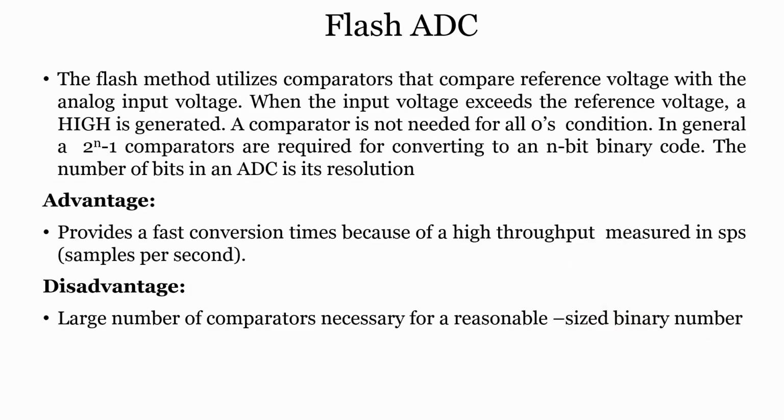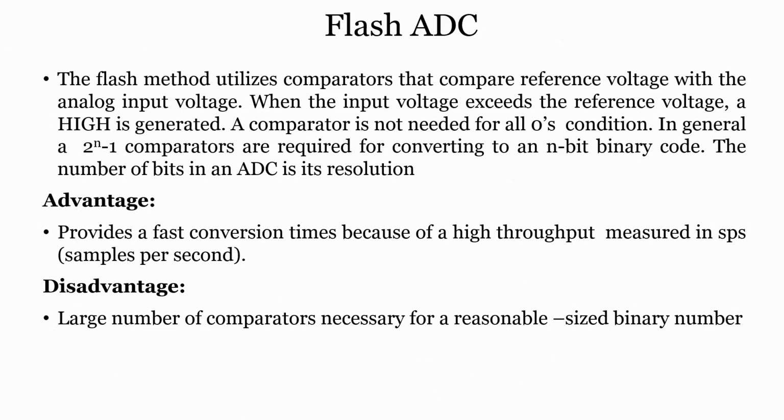So, let us see flash ADCs. The flash method utilizes comparators that compare reference voltages with the analog input voltage. When the input voltage exceeds the reference voltage, a high is generated. A comparator is not needed for the all zeros condition. We will see in the next slide how the circuit looks. In general, 2 raised to n minus 1 comparators are required for converting an n bit code.